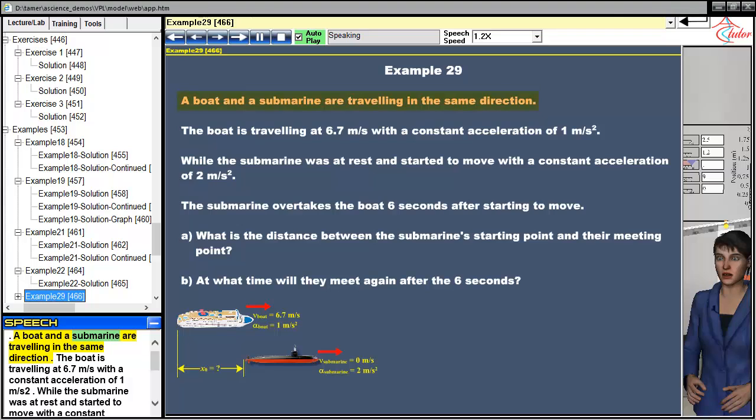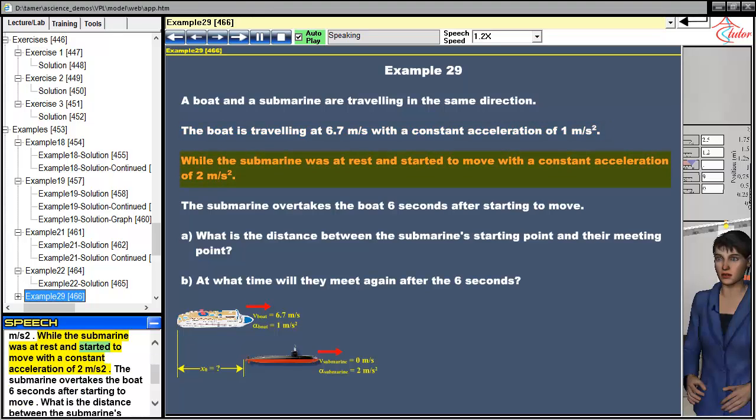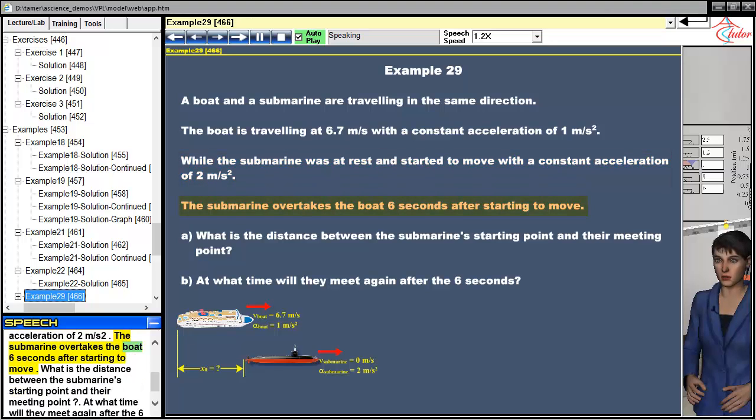A boat and a submarine are traveling in the same direction. The boat is traveling at 6.7 meters per second with a constant acceleration of 1 meter per second squared, while the submarine was at rest and started to move with a constant acceleration of 2 meters per second squared. The submarine overtakes the boat 6 seconds after starting to move.